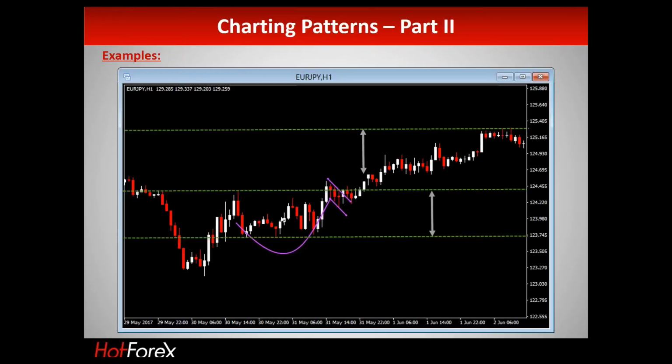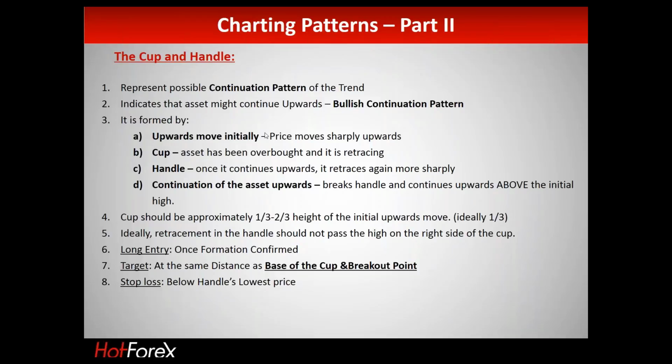That was what I'm saying, like a cup. We have an upwards move initially, price moves sharply upwards. We have the cup that has been overbought and is retracing or going downwards. However, the cup, as I'm pointing out down here, should be approximately one third to a maximum of two thirds of the initial upwards move. The ideal is one third, but markets cannot be ideal. They go upwards, they go downwards, they consolidate, they retrace. That's an ideal scenario.